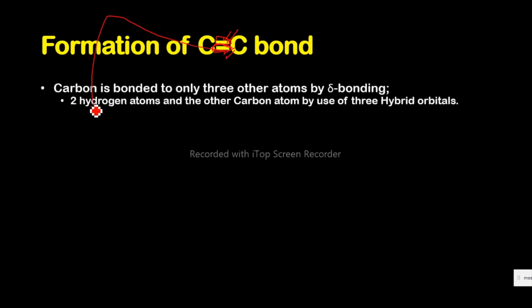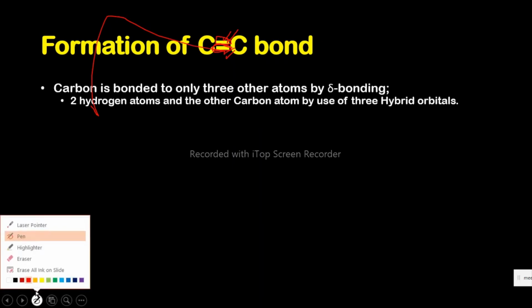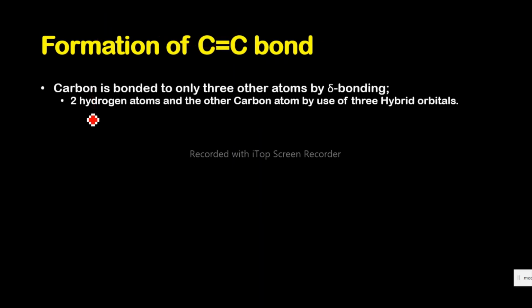So carbon is bonded to three other atoms by sigma bonding. And what are the other atoms? The two hydrogens and the other carbon atom, using the three hybrid orbitals. In other words, to form alkenes, to form a double bond, the carbon is going to undergo hybridization.